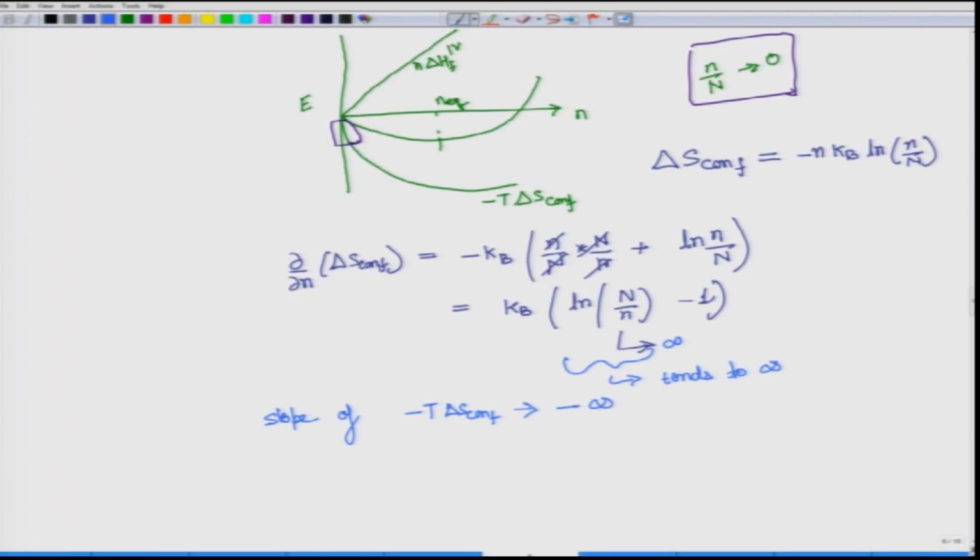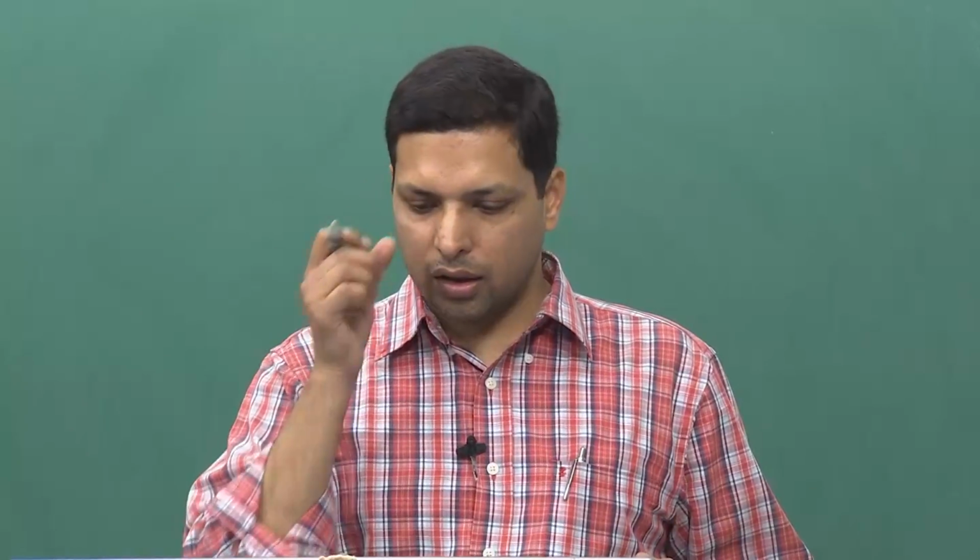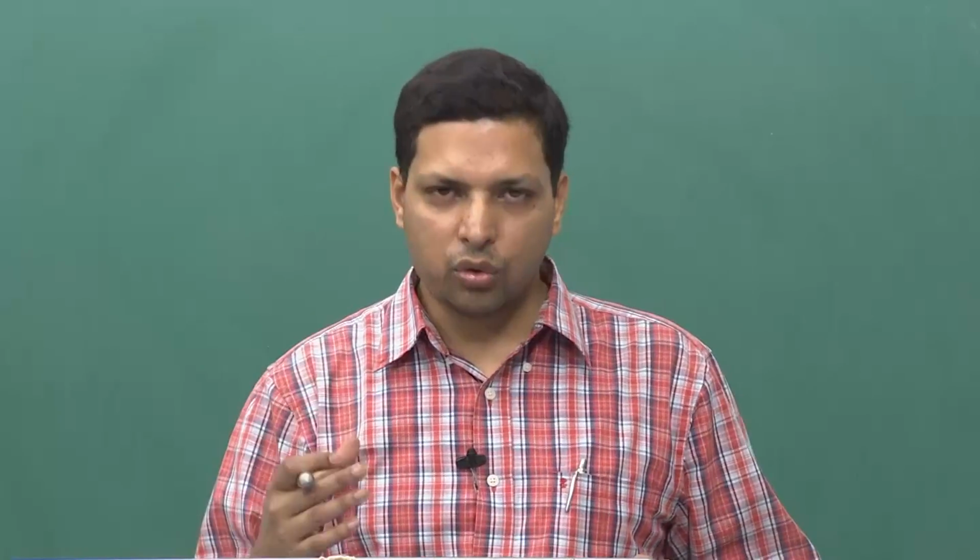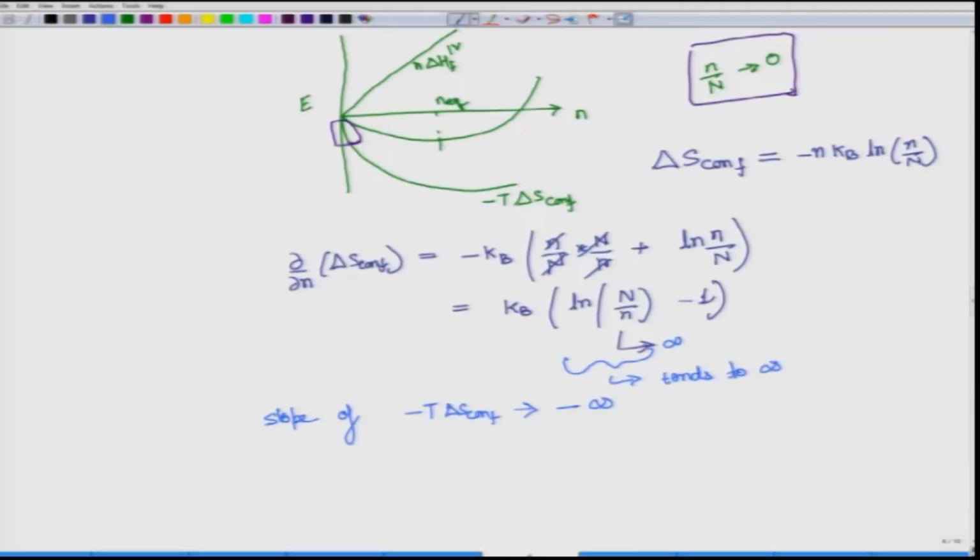This means that with a very small increase in n by N, or a very small increase in the vacancies, the entropy would change very drastically, and that minus T delta S term will reduce the energy drastically. So, let me write this: with very small addition of defects, which is vacancies, energy drops significantly.